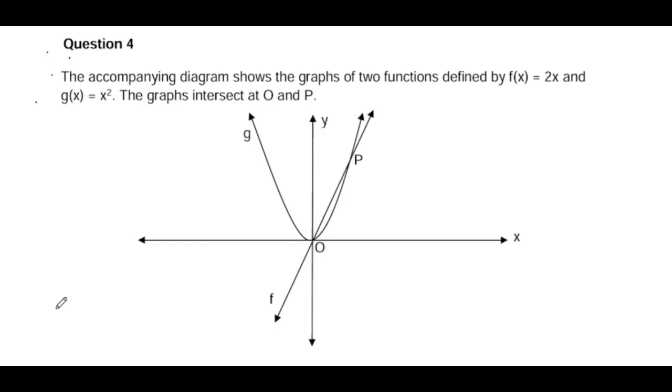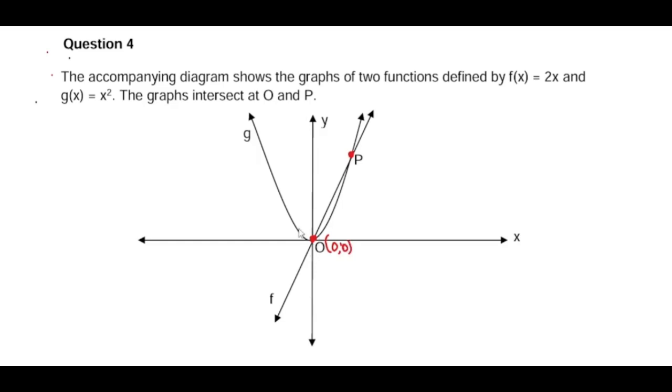So on this question 4, they say that we are given two functions, which is f(x), a straight line, and g(x), which is your quadratic function. They tell you that the graphs intersect at O and P. So I'm just going to highlight that to show that this is my point of intersection. We don't know the coordinates of P, but we already know that O will have the coordinates (0, 0) because this is at the origin.